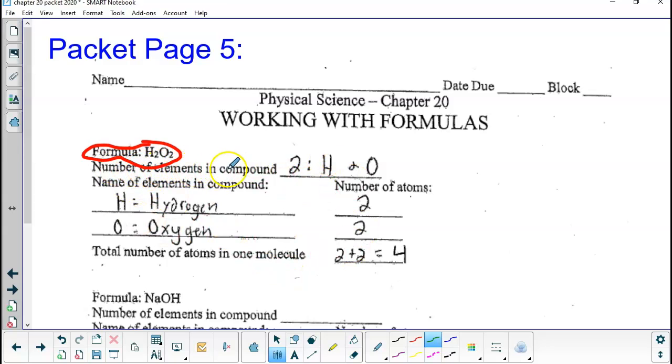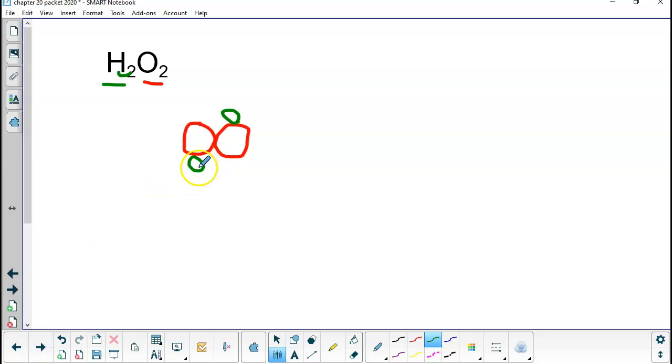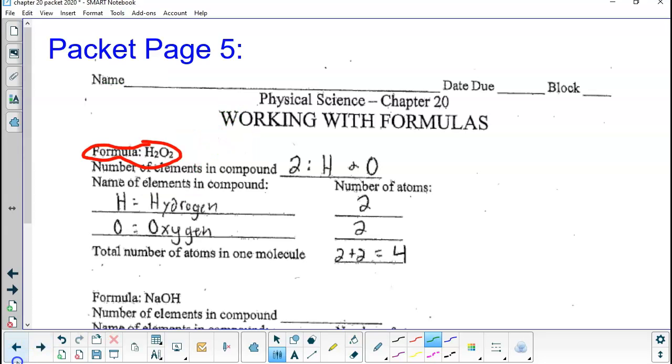So the number of elements in the compound, how many different kinds of atoms there are. Well, I had 2 different kinds of atoms. I have hydrogen atoms and oxygen atoms. The H stands for hydrogen, the O stands for oxygen, and you can look those up on your periodic table. And the little subscript numbers told me I had 2 of each. And all together, if I add them together, my total would be 4. So my picture had 4 total circles, 2 red and 2 green. So that's what a formula tells you, what kind of atoms you have and how many.